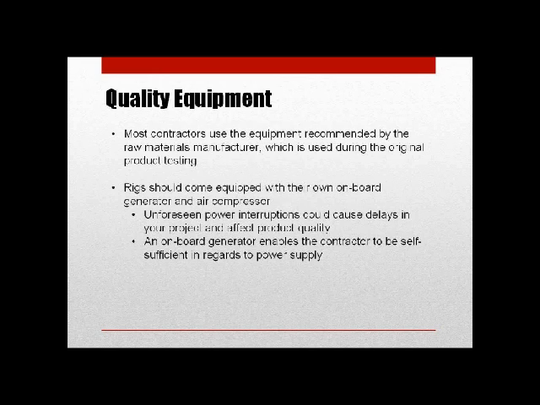Most contractors use the equipment recommended by the raw material manufacturer, which is used during the original product testing. A good spray foam rig should come equipped with their own onboard power generator and air compressor. And the benefits of this are unforeseen job site power interruptions could cause major delays in your product and affect product quality. An onboard generator enables a contractor to be self-sufficient in regards to power supply and does not have to rely on potentially overloaded job site power sources that could trip main breakers and affect machine pressures and heats.